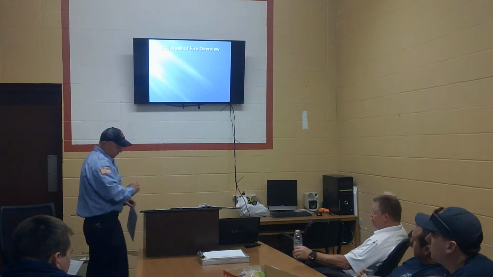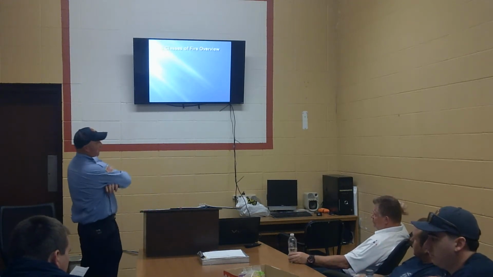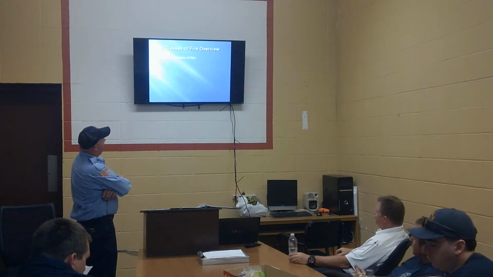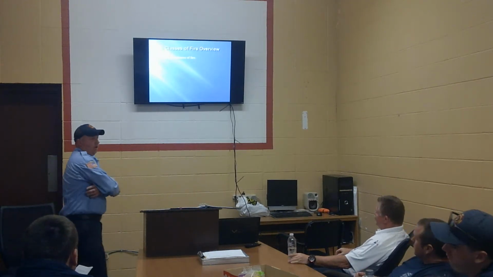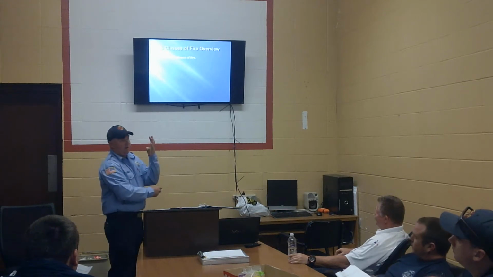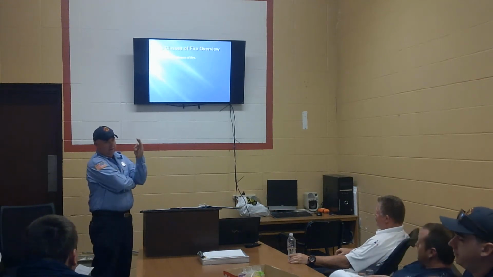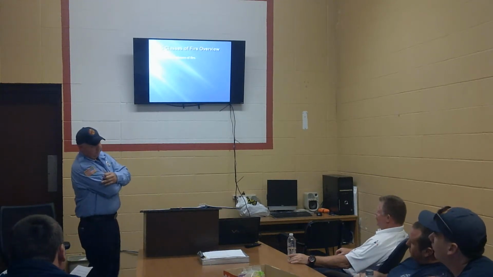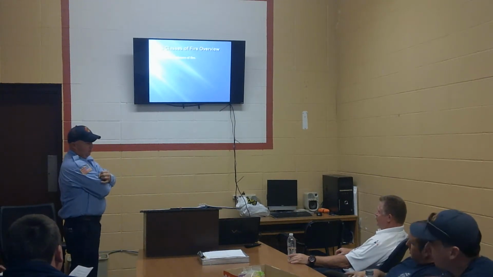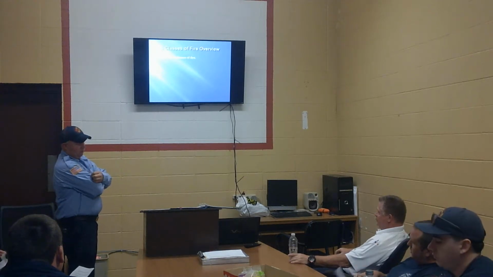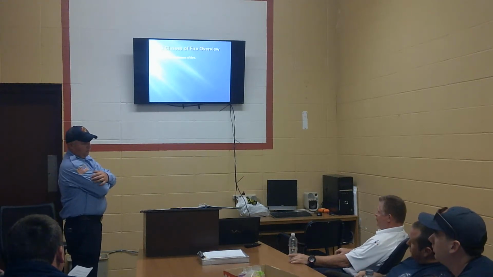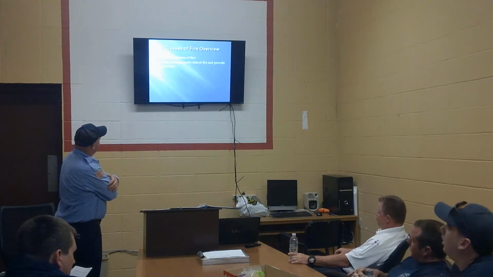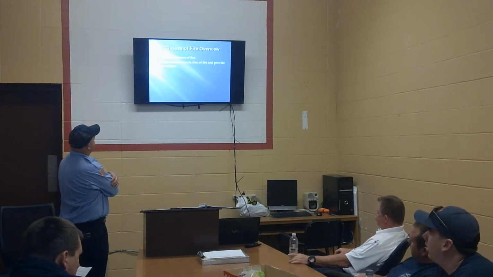An overview: name the 5 classes of fires that we have. What are the 5? A, ordinary. B, flammable gases and liquids. C, electrical. D, special metals. And then K is kitchen.